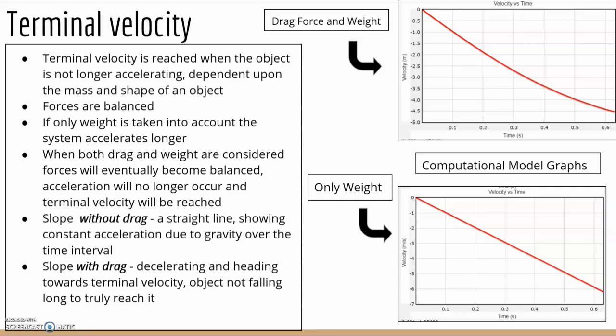Looking at the slope without drag, which includes only the weight force, it is a straight line, which shows that the constant acceleration due to gravity over time continues. Whereas the slope with drag force included is flattening out and heading towards terminal velocity, but it is not falling for a long enough time for the terminal velocity to truly be reached.